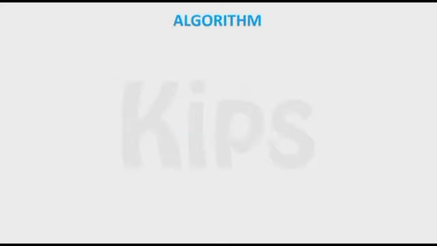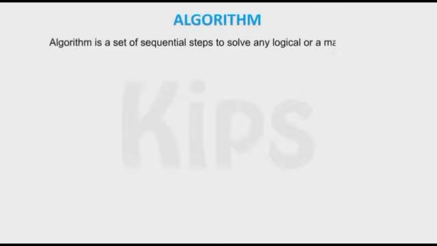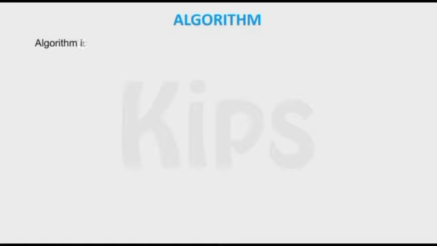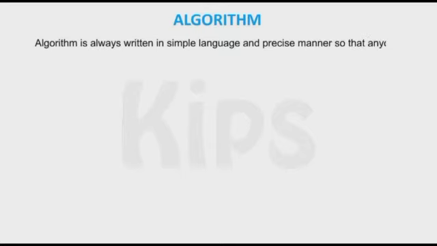Algorithm: An algorithm is a set of sequential steps to solve any logical or mathematical problem. An algorithm is always written in a simple language and precise manner so that everyone can understand the steps.